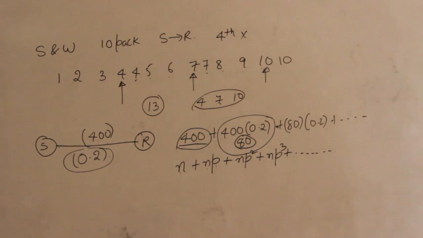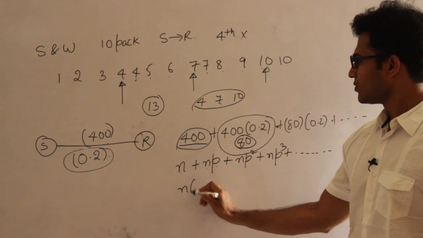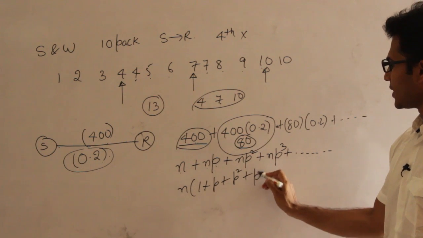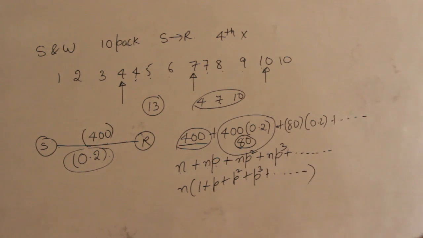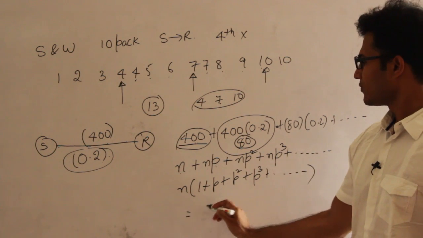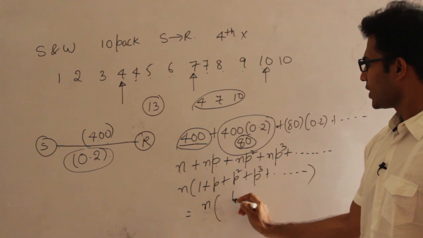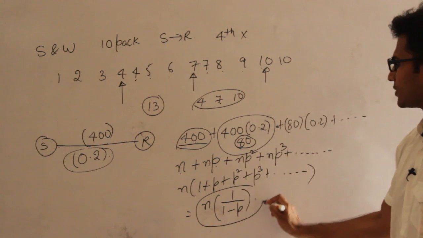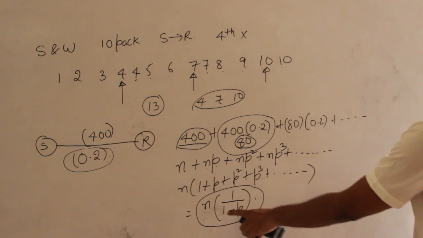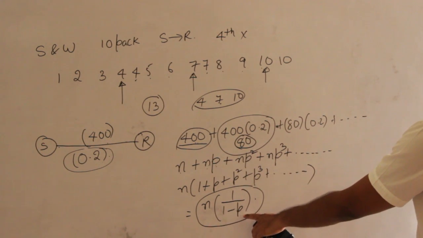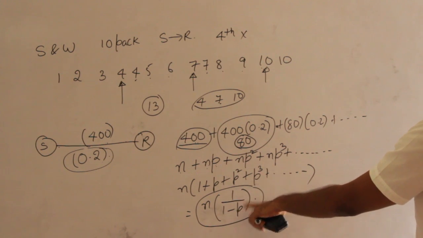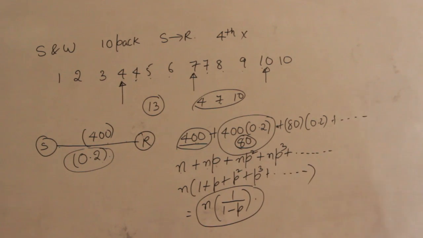This is an infinite GP, right? So it is n into 1 plus p plus p square plus p cube plus so on. It is an infinite GP, with sum a by 1 minus r. So these many packets are sent totally. Therefore, if I am sending n packets over a channel whose error probability is p, then the total number of transmissions is n into 1 upon 1 minus p. This is in the case of stop and wait.